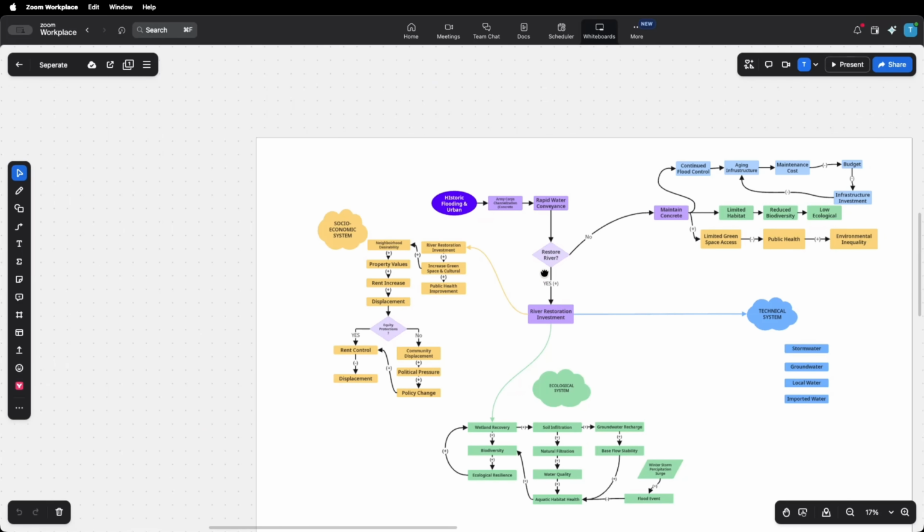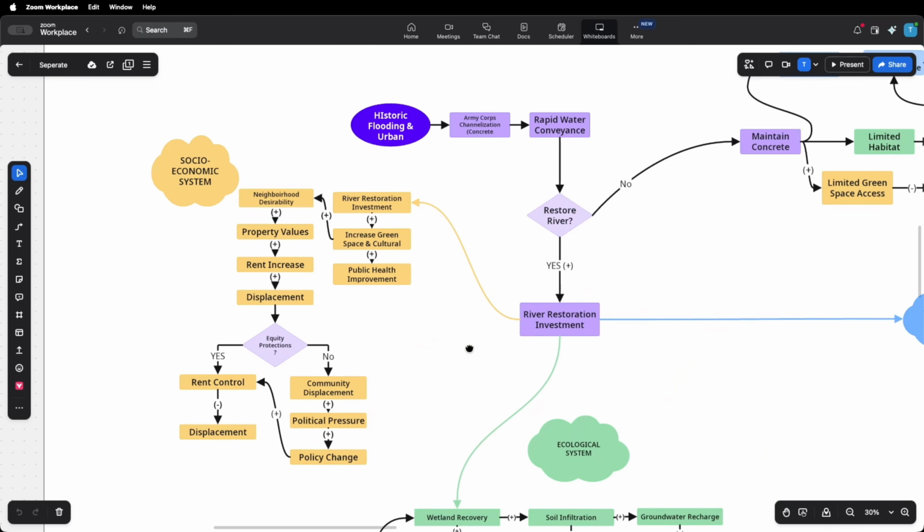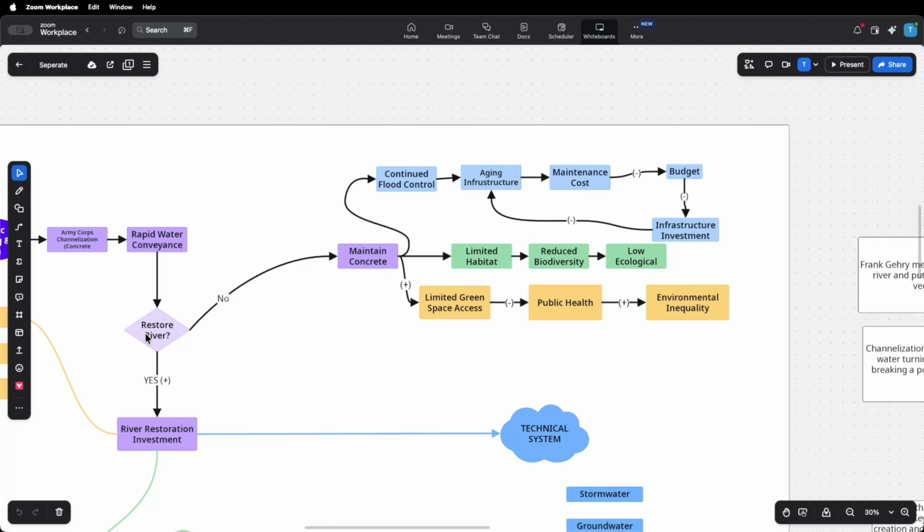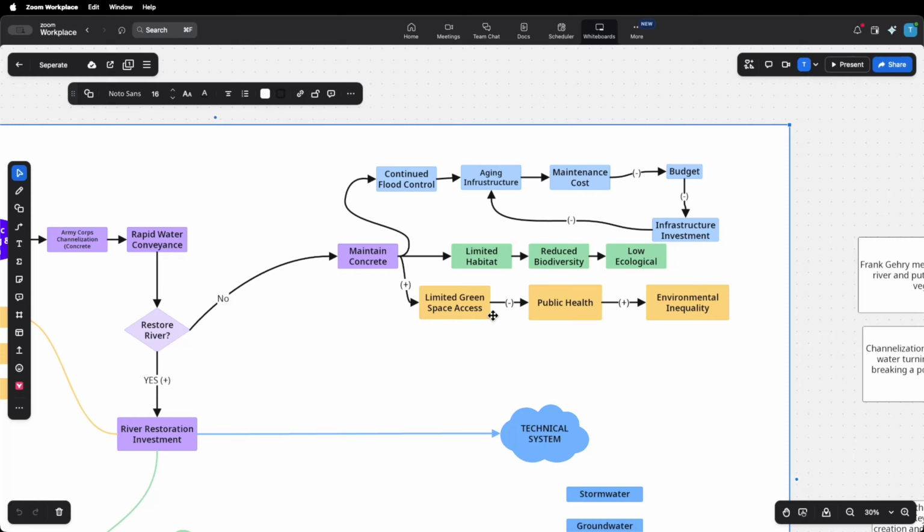So what confused me was the negatives. We can come over here. This is another one. So now we chose not to restore the river, so we're going to maintain the concrete. And I didn't know if we get rid of the word limited and just have green space access, because that's the system, but I like to keep the limited because I'm still a little confused on it, and it helps me answer this one. So if you maintain concrete, what does that do for a limited green space access?